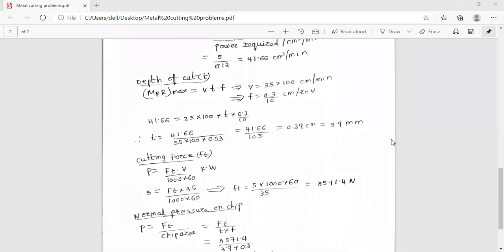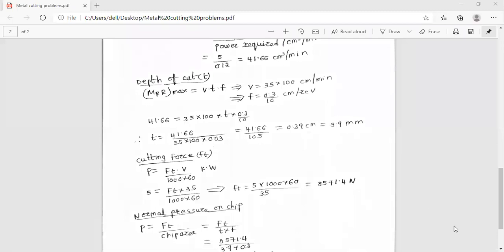The power drawn on the spindle is equal to 5 kilowatt, already given. Cutting speed he has given, and Ft, the tangential force, you have to calculate. Tangential force you have to calculate, and then you will be getting this particular answer.